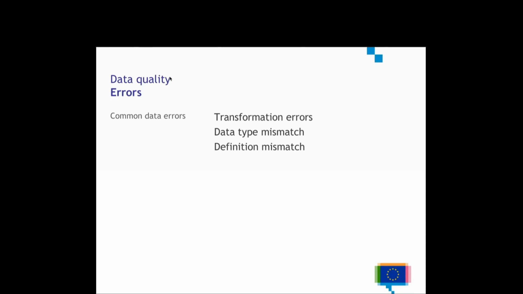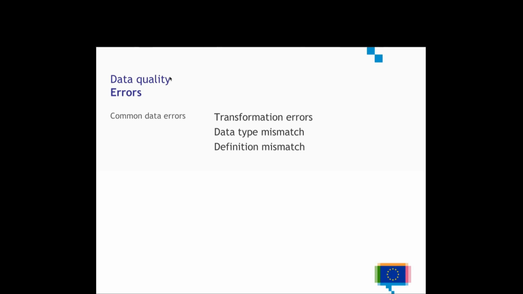Then definition mismatch has to do with the definitions. It might be that one data set is using a different definition of what an unemployment rate is than another data set. And then, of course, you cannot really compare the two unemployment rates and put them on the same chart because they were measured in different ways.